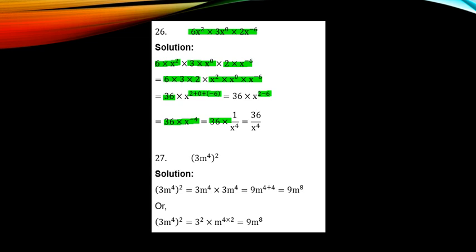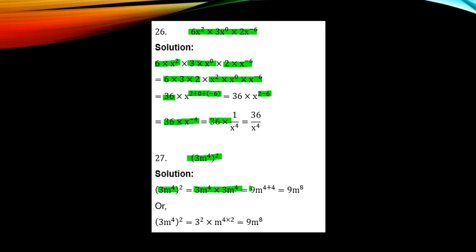Number 27, you have bracket open 3m power 4 bracket close power of 2. The way this problem is, the power 2 affects 3 and m power 4. We can do it in two ways. The first way is to write 3m power 4 twice because of 2. So you have 3m power 4 times 3m power 4.